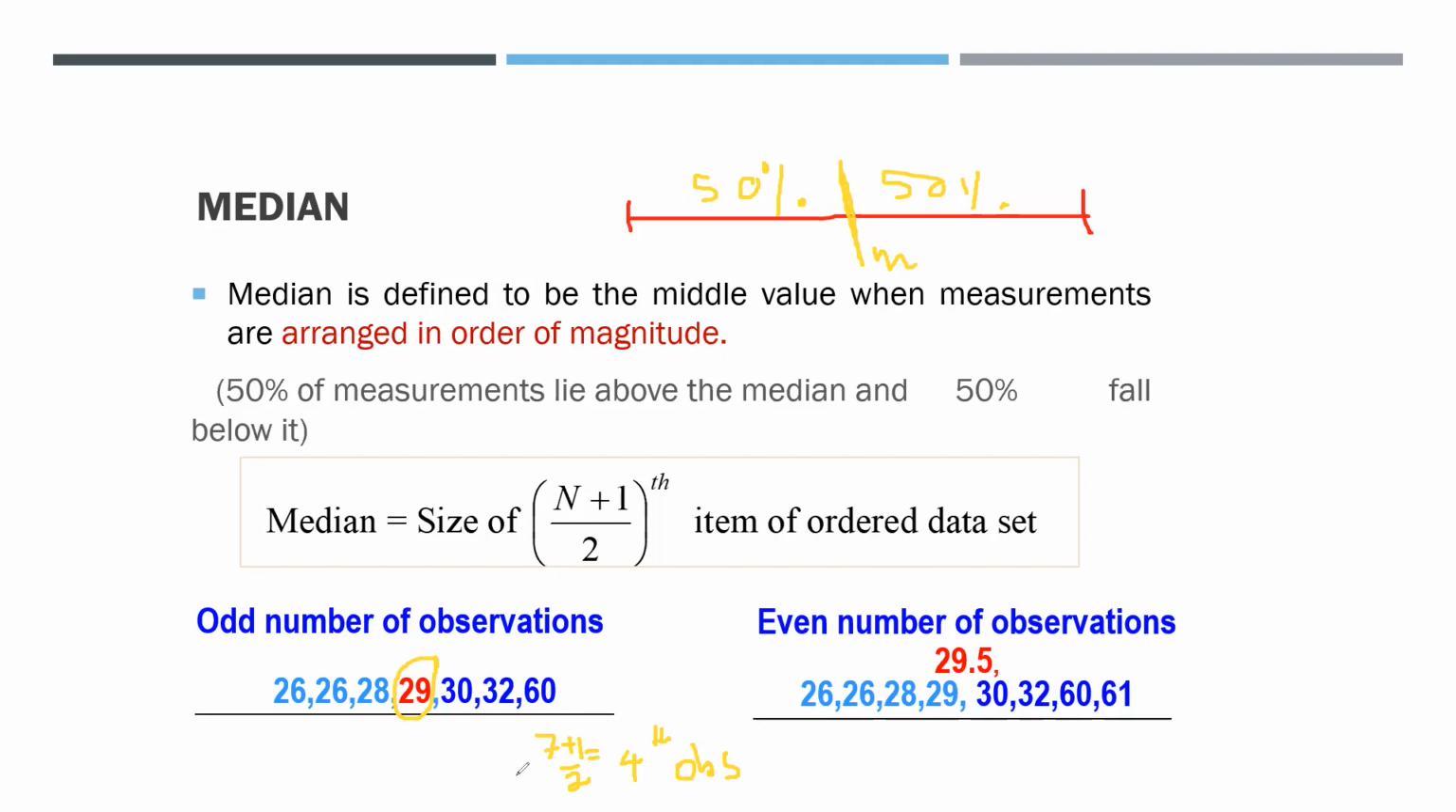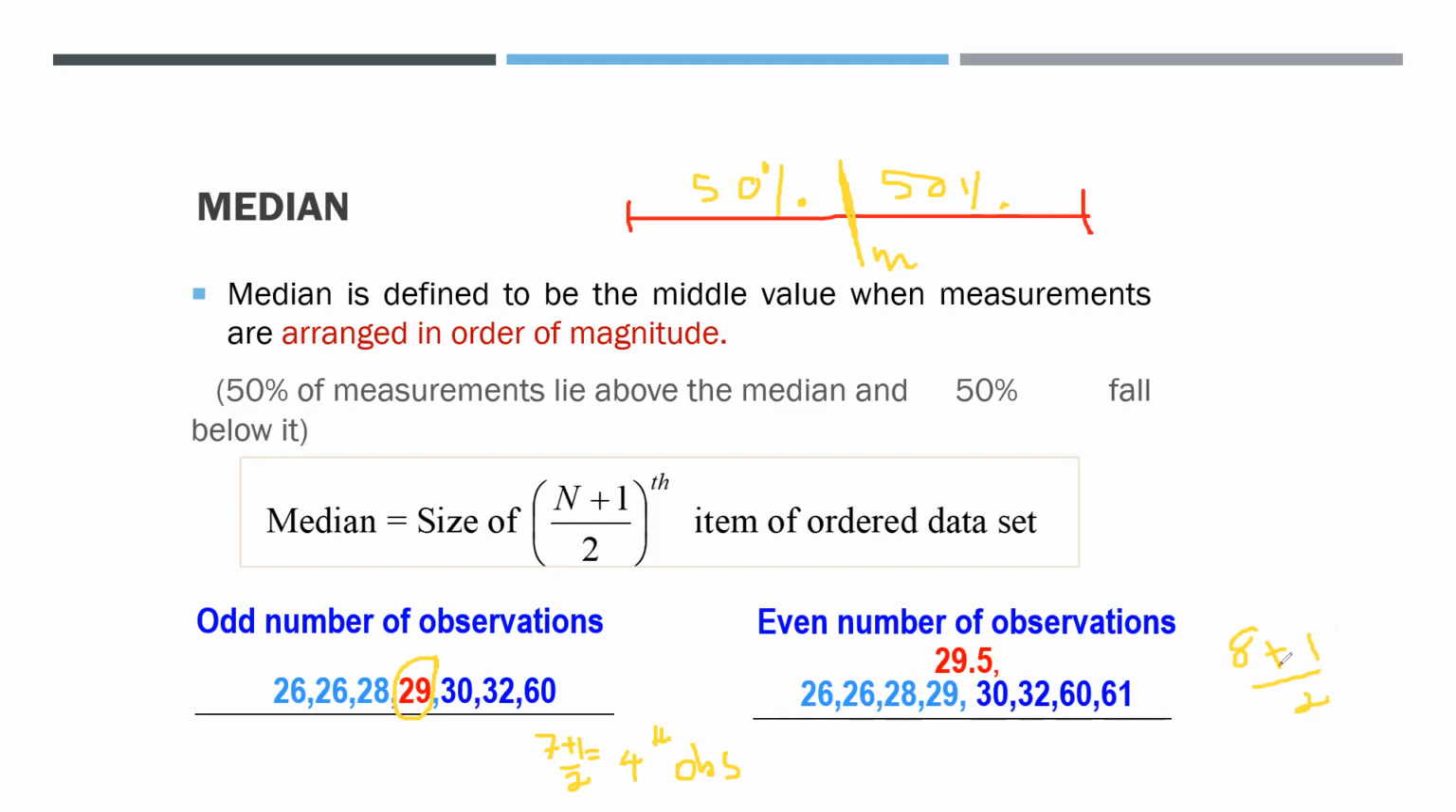So this 7 is an odd number. Then you can easily get the value for the median. And assume that sometimes there may be an even number of observations in your sample or the population. So in here, you can see there are 8 observations. So if you have 8 observations, you have to do the same thing, 8 plus 1 over 2.